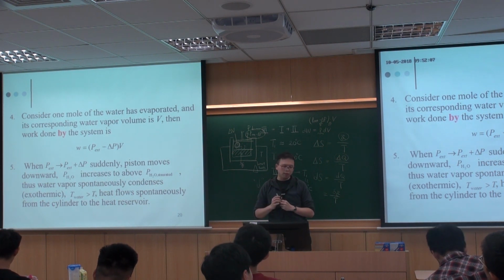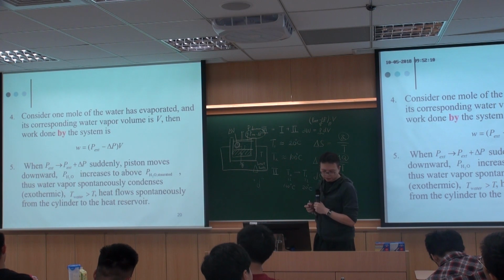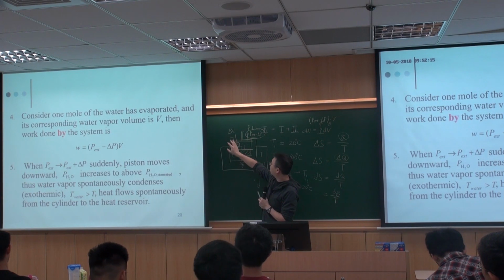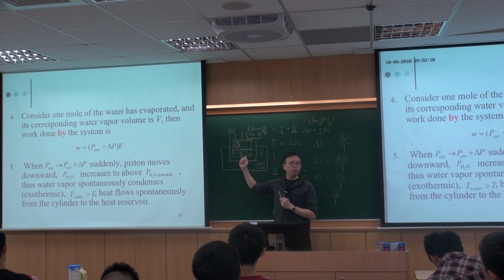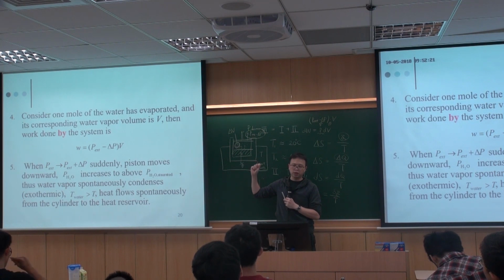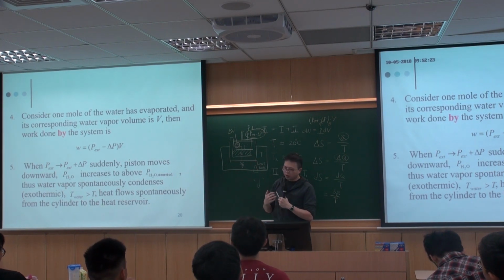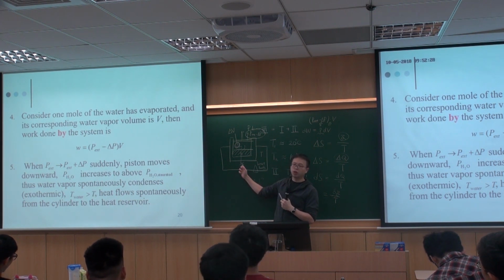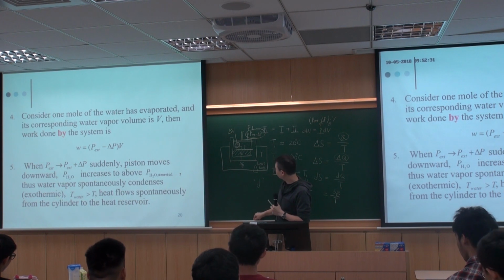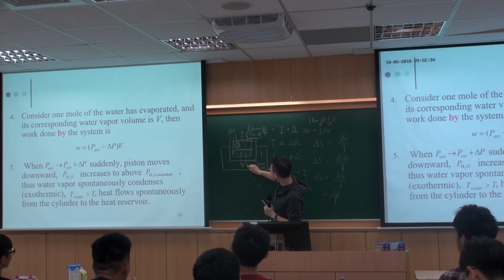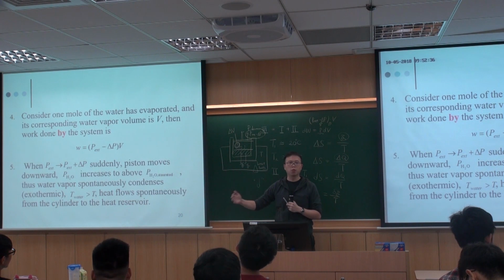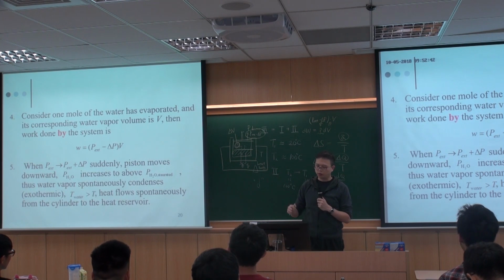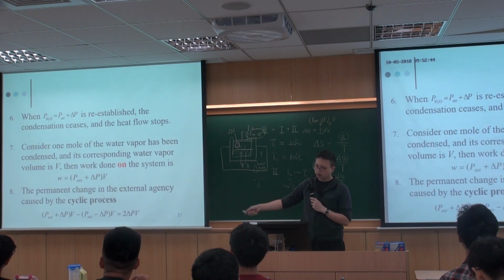So here, the statement is that you have a reverse process. You push this down, and then this part of the water will be condensed back into the liquid. And in that sense, because it's a heat releasing process, the heat of the same amount, Q, will go back to the heat reservoir. And then the system will go back to its original state. Okay? So I won't state this again.